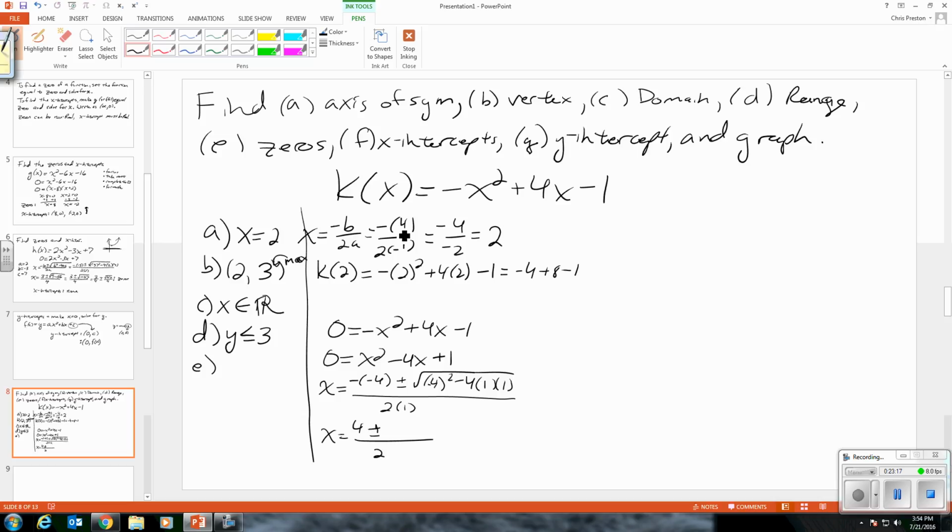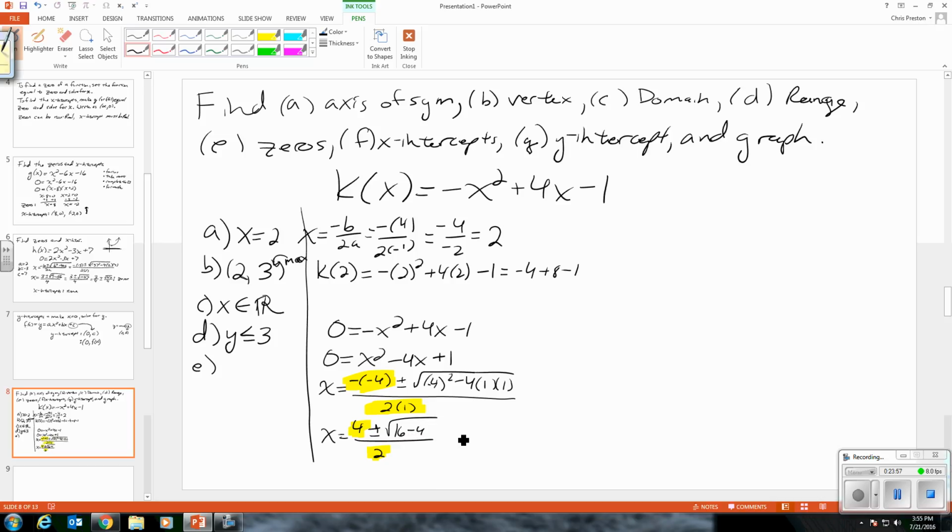By the way, this negative b over 2a is the front part of this quadratic formula. So 4 divided by 2 is 2, and that would have given me the b value. So that is a way you could do it. Since we were going to have to use the quadratic formula in this problem, we could have found the zeros first and then said, oh, I got 4 divided by 2, so the x value of my vertex must be 2. So that's the way you can do it.